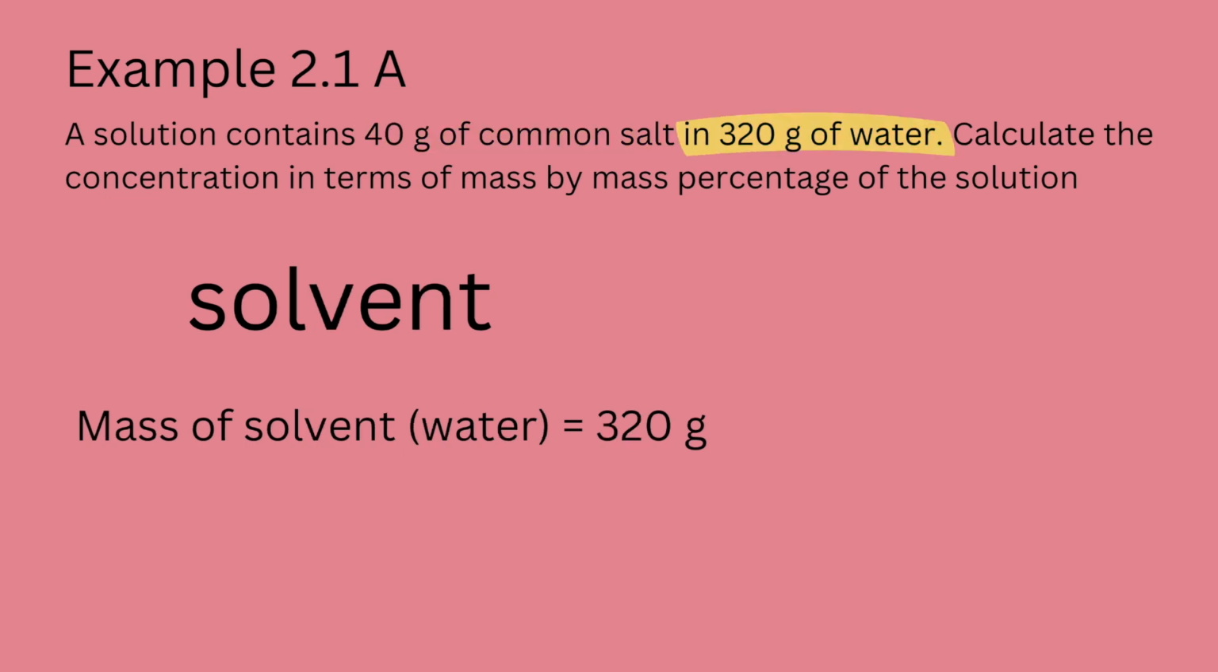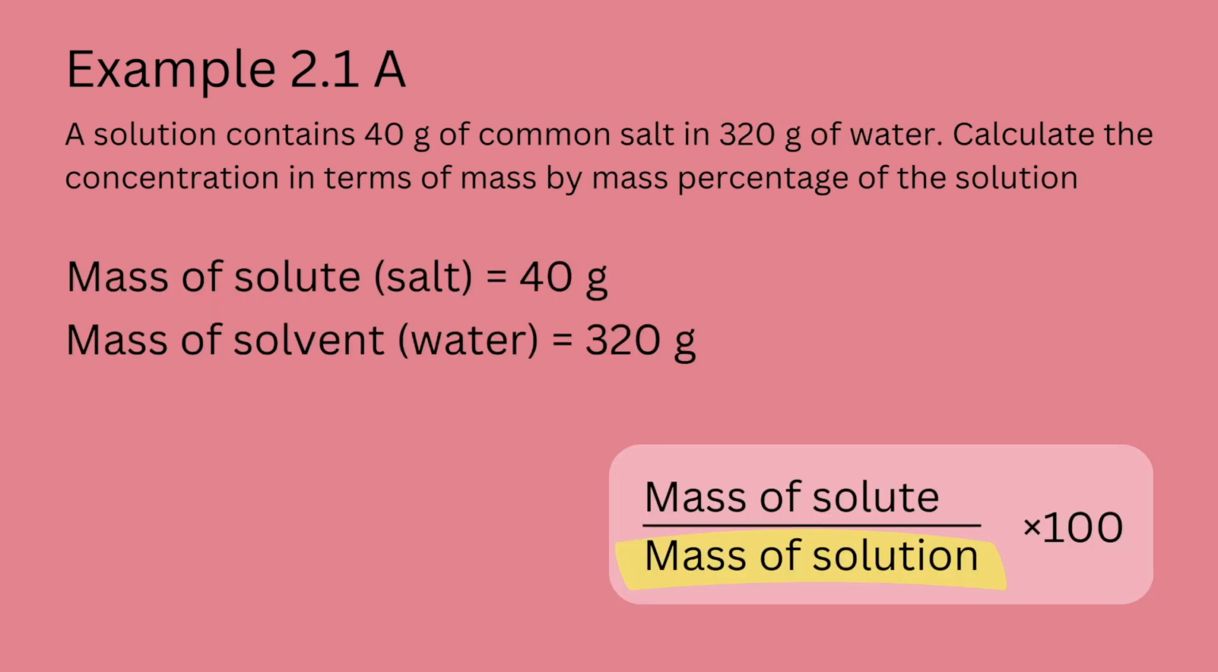The next thing is the 40 grams of common salt, it is being dissolved in 320 grams of water. So water is the solvent here. So we have found that out. So water is the solvent and the mass of solvent is 320 grams. Now these two things are very clear. Now we are coming to the most important part, which is finding the mass by mass percentage.